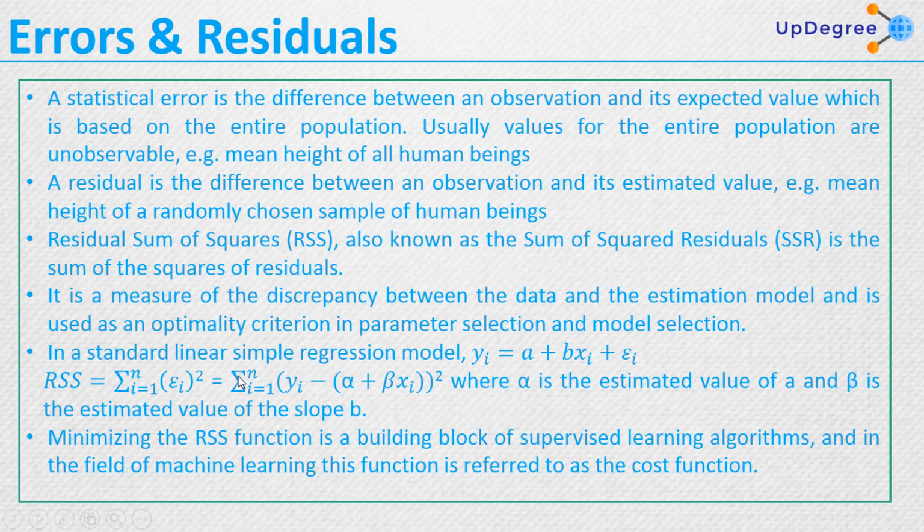That is nothing but the sum, i ranging from 1 to n, of yi minus alpha plus beta xi, and the difference has to be squared here, where alpha is the estimated value of a, beta is the estimated value of the slope b. So estimated means it will be deviating from the actual. Minimizing the RSS function is a building block of supervised learning algorithms. So we are supposed to make this RSS as minimum as possible. That will indicate that my model is becoming more predictive, more accurate, and it is going to give us the correct outcome. And in the field of machine learning, this function is referred to as the cost function.